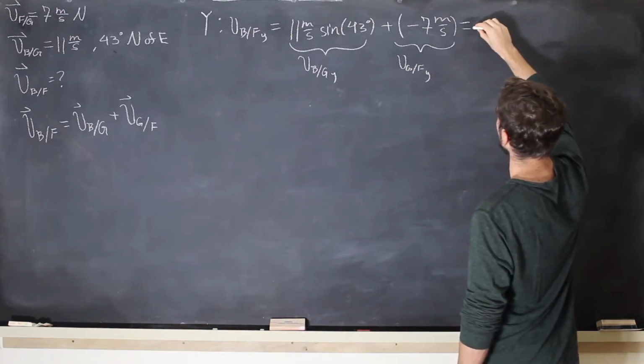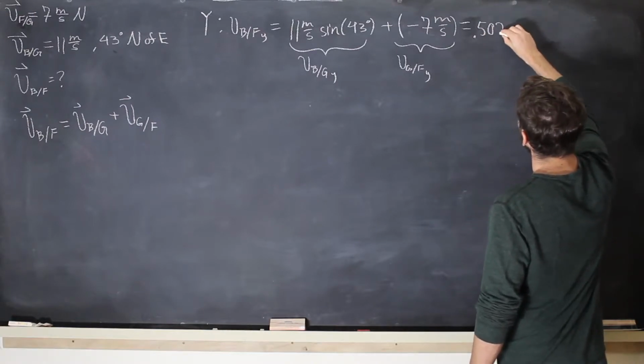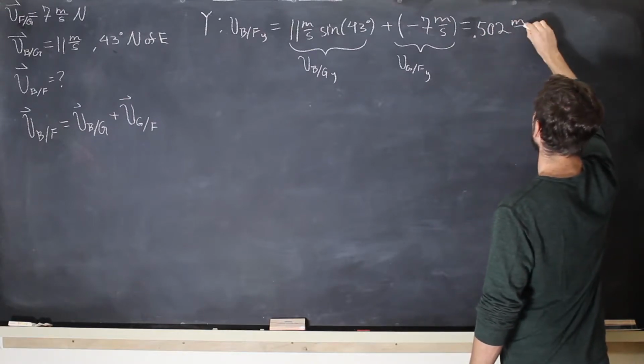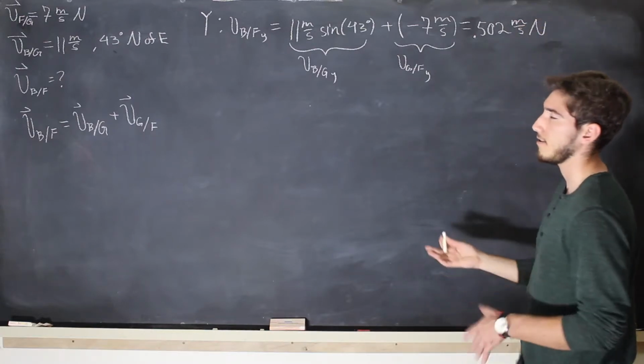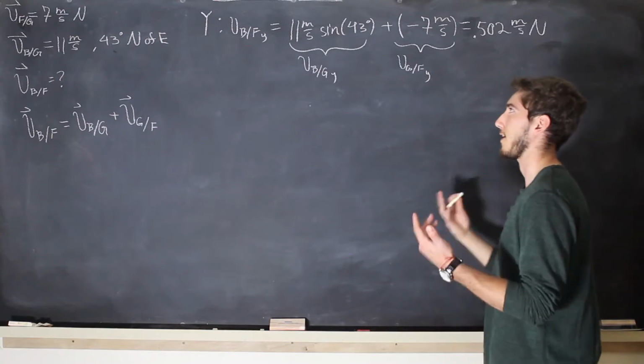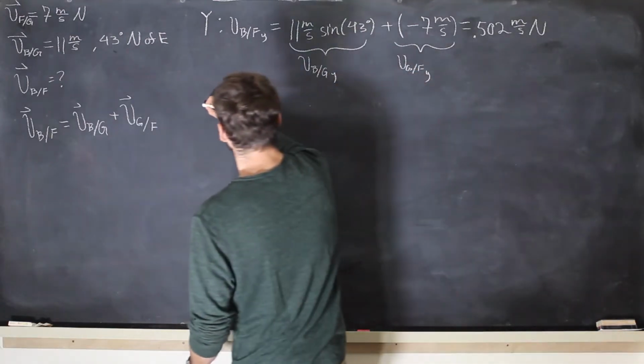And it's going to be equal to approximately 0.502 meters per second north. That's pretty small. I mean, these numbers are completely random, so I don't even know what they're going to be. I didn't realize it was going to be that small, but it's not a big deal really.